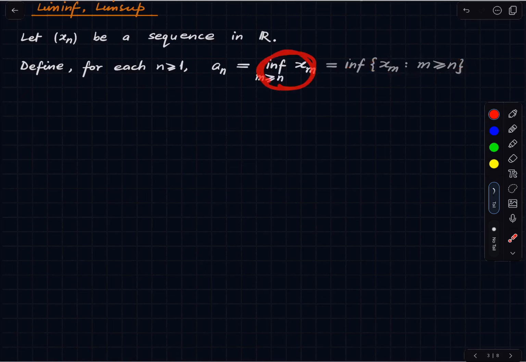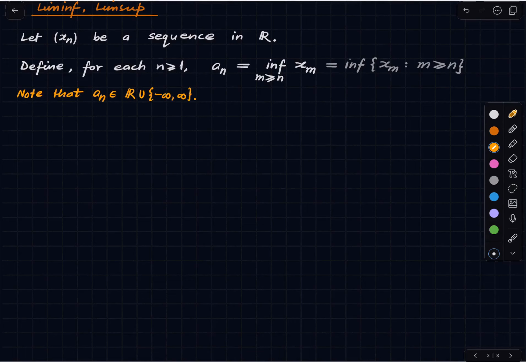Now, this may not be a real number. This could be plus infinite. This could be minus infinite. So this thing is something that lives inside, let me just note it down somewhere. Maybe I'll write it here. So an lives in, there is no space. Right? An could take values in this set. Okay, we will look at examples, but for now, this is what we can easily notice.